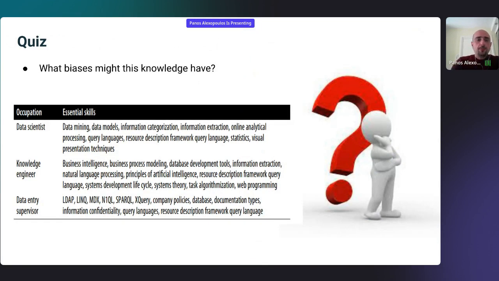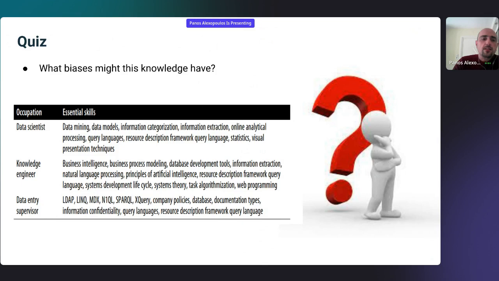So for instance, here, we saw that because of the vagueness of the relation of essentiality between occupations and skills, right, we can have disagreements. And one question to pose is, whoever built this, what biases could they have, right?